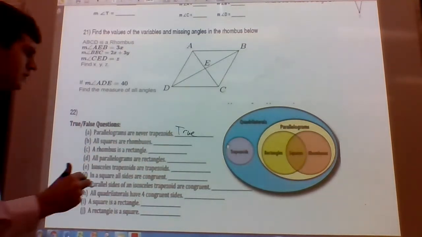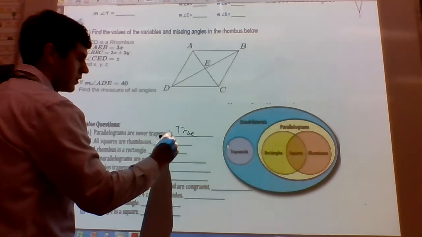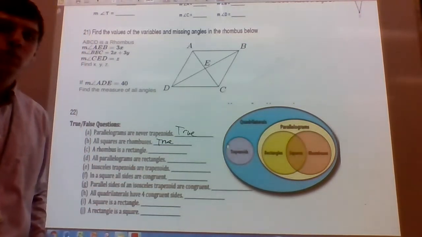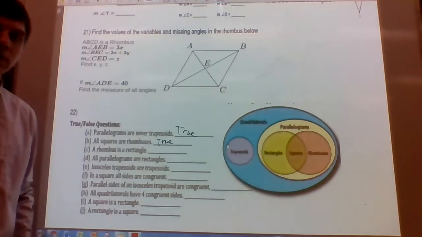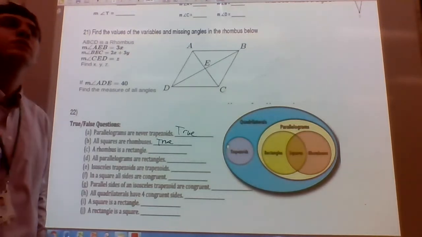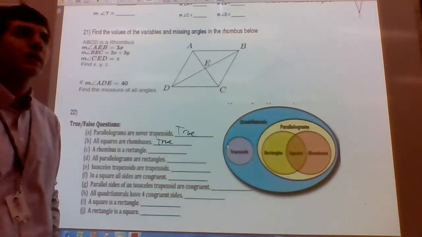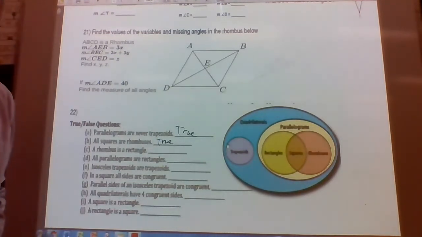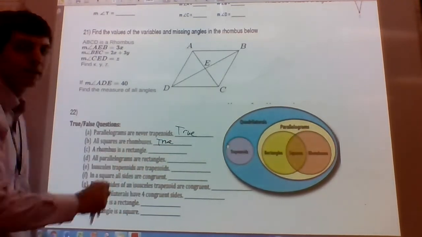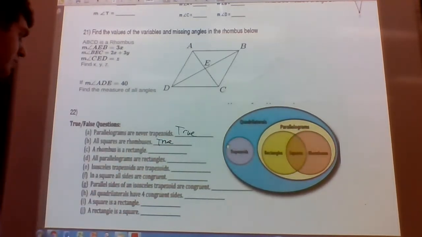All squares are rhombuses. This is true. A rhombus is defined as having 4 congruent sides. A square is defined as having 4 congruent sides and 4 right angles. So if a square has 4 congruent sides and 4 right angles, it's always going to have 4 congruent sides. So if it has 4 congruent sides, it is a rhombus. So that one is true.